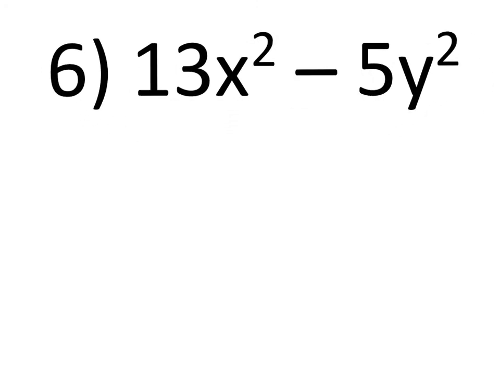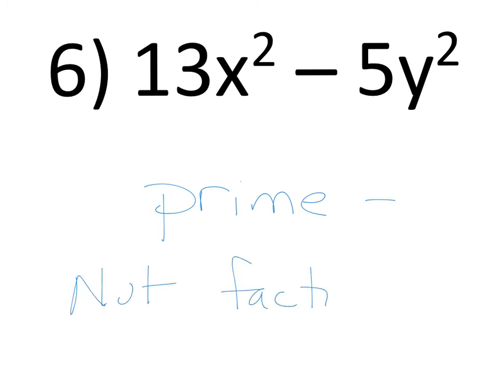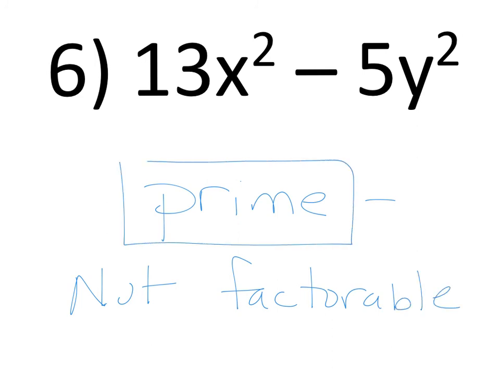Okay, so if I'm looking at this guy, 13 and 5 have nothing in common. X squared, no. Y squared, no. So when nothing will be pulled out, it's called prime. And prime just means not factorable. In other words, there's nothing you can do to the problem. So this right here would be your answer. So if you can do nothing to a problem, it's called prime.